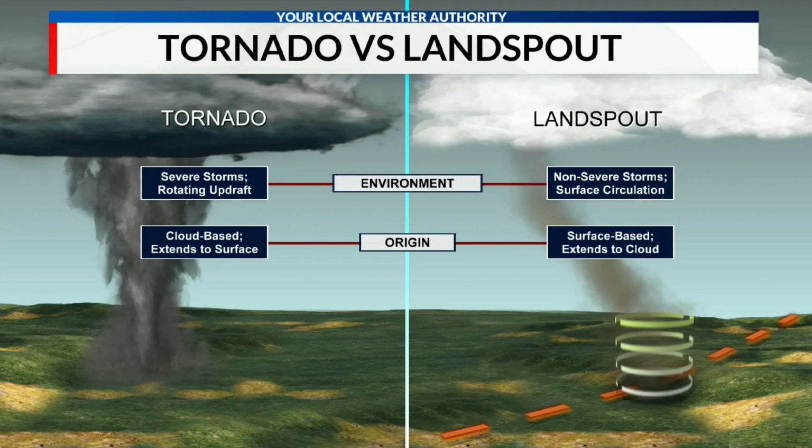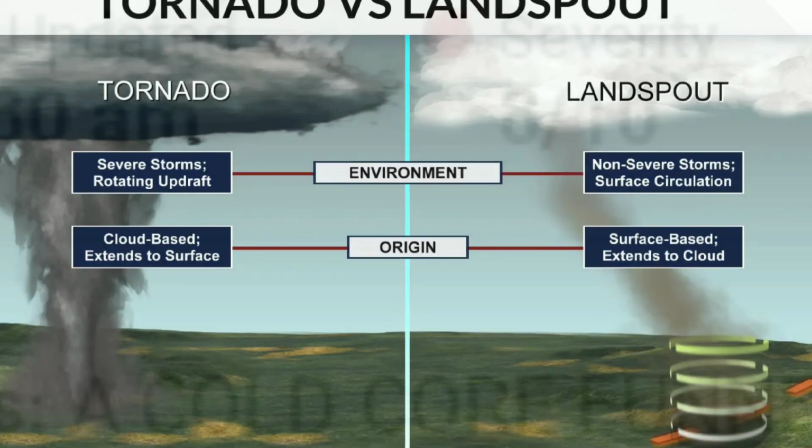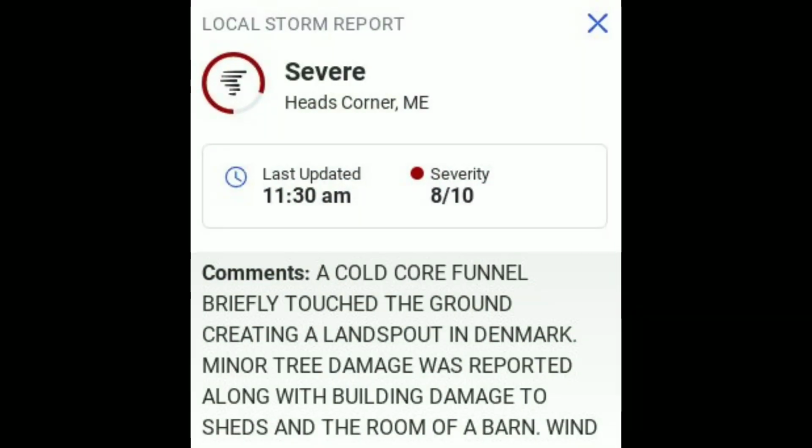Landspouts are typically created when the convergence of surface boundaries meet the updraft of a thunderstorm and create circulation. Again, the circulation is then pulled upwards toward the base of the cloud. Things get kind of complicated in Maine's case. This is because the storm report in Maine stated that a cold core funnel briefly touched the ground, creating a landspout. This is why it was said that the landspout in Maine touched down, even though landspouts are supposed to start on the ground already.